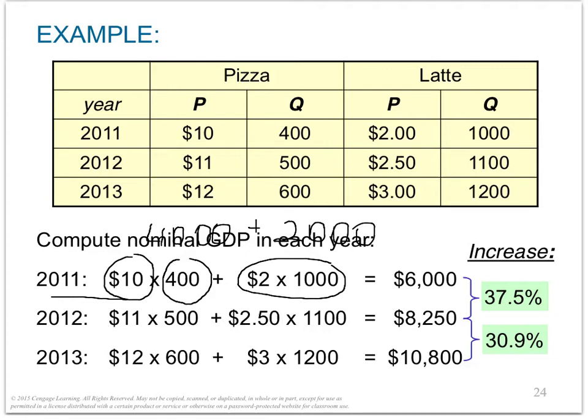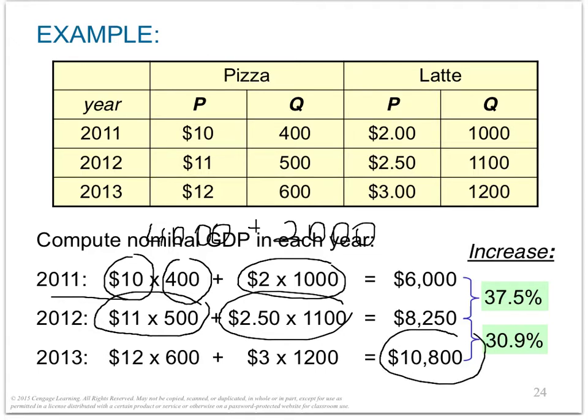If we do this the same way in 2012, we are going to use the 2012 prices and quantities. We are going to find total expenditure on pizza, which here is 5,500, and we are going to find the total expenditure on latte, and then sum them together, and we will find the total spending in 2012. And in 2013, we will use the 2013 prices, which is $12 per pizza times 600 plus $3 per latte times 1,200, and the total spending is 10,800.